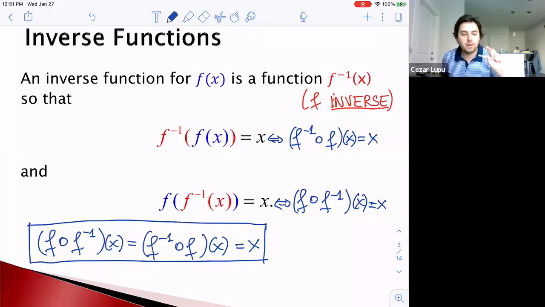So you see, either way you put it, on the left or on the right, it doesn't really matter. That's the rule for the inverse of a function to exist. So keep this in mind, because we would like to use this definition.